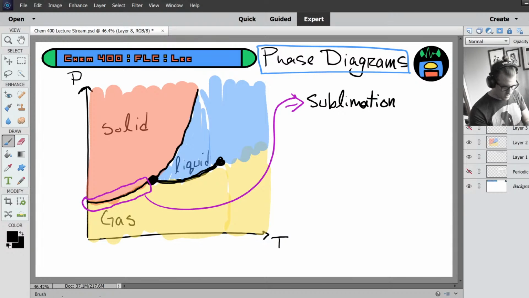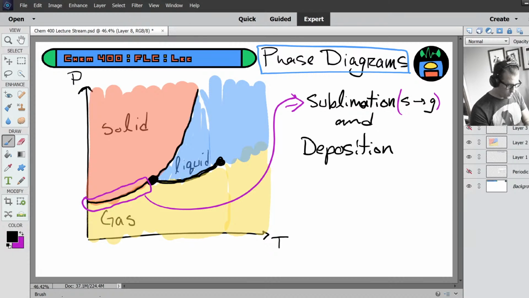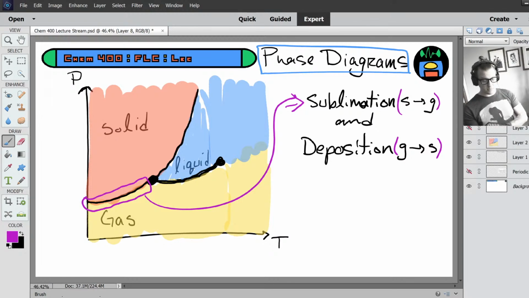All right, and sublimation is the transition where a solid goes straight to the gas phase, skips the liquid phase, goes straight to the gas phase. And this represents the transition of deposition, where a substance goes from the gas phase straight to the solid phase. So both sublimation and deposition are represented by that border.